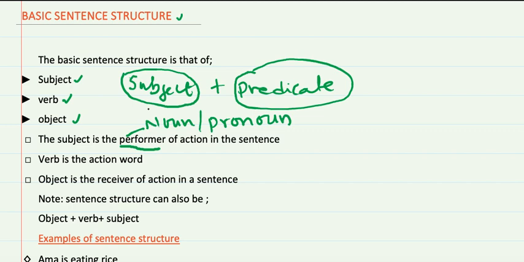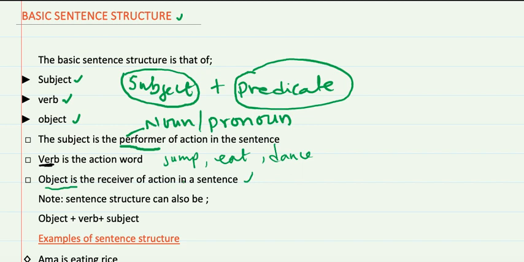Then after the subject, we need a verb. The verb is also the action word. So the action word, such as jump, eat, dance, and many more. We know them. They are very easy. Then the object is a receiver of action in a sentence. Receiver of action in a sentence.